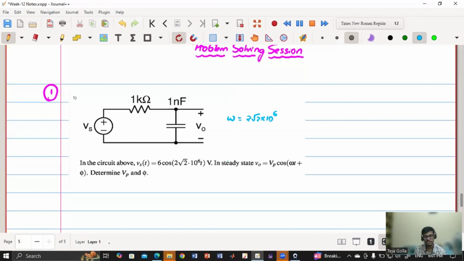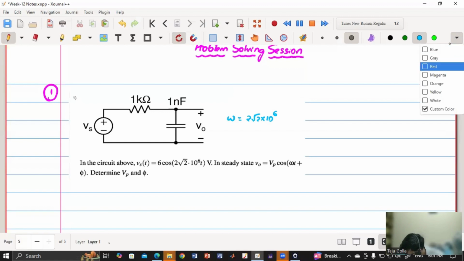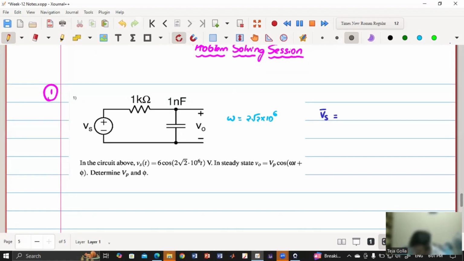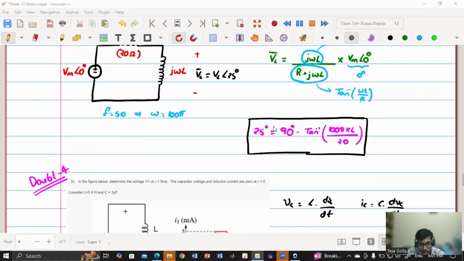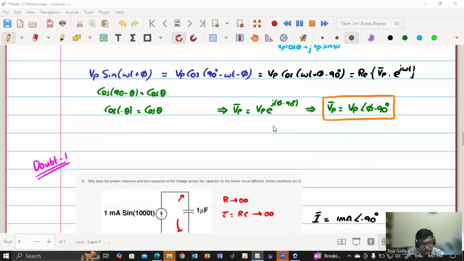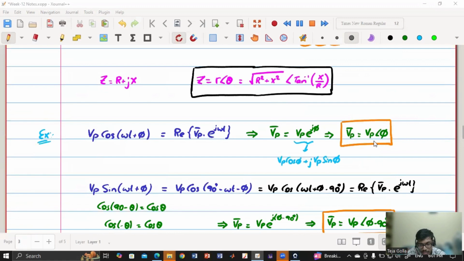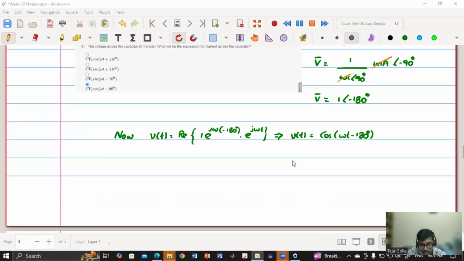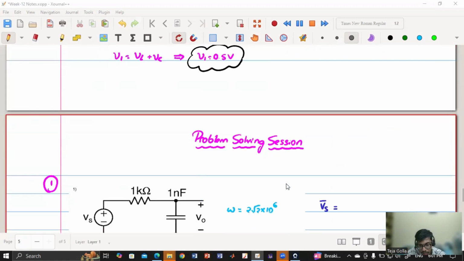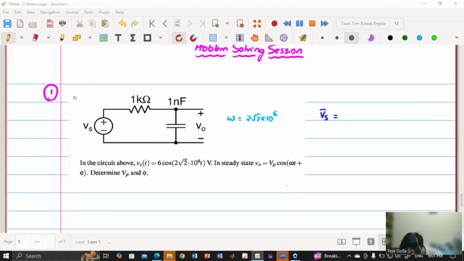And what is Vs phasor? Just 6, right? If you see here, I have discussed cos omega t plus phi is 6 angle phi. Here phi is 0, so it is 6 angle 0. Or I can write simply 6. So 6 angle 0 degrees.